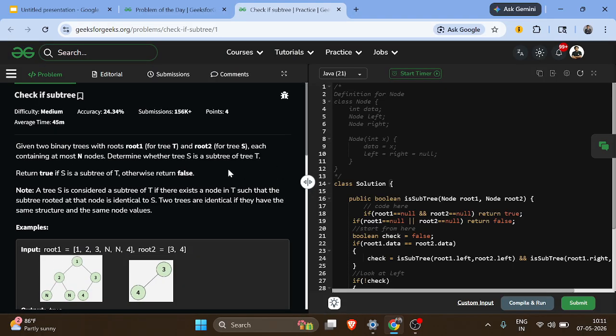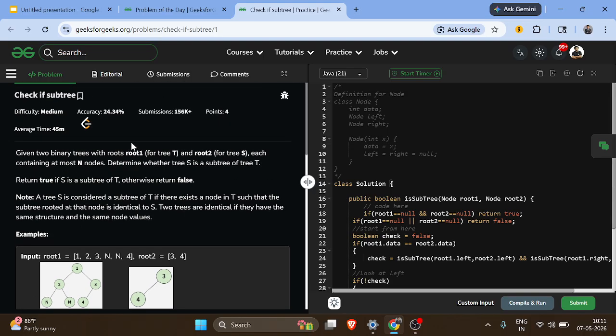So what does it mean? It means that you are given a tree and a small tree, and you have to find if the tree that is rooted at root two is a subtree of root one or not. So that is the question, and if you carefully read the problem statement, then you will understand what the question is saying.